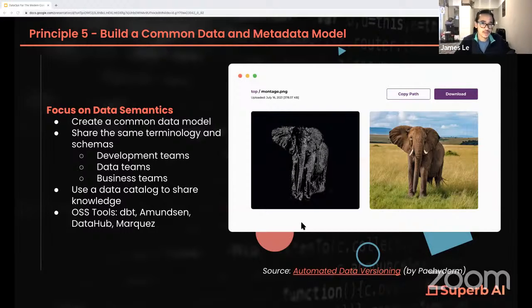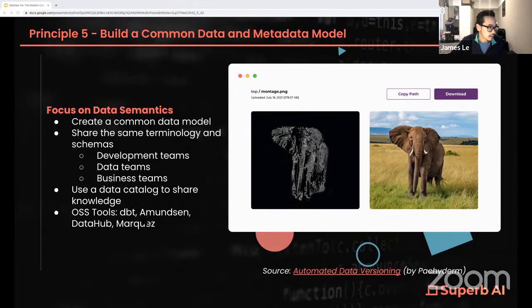The fifth principle is to build a common data and metadata model. Most organizations in the real world face a significant challenge because the data comes from different sources, and everybody looks at the system from a different angle. In practice, you want to create a common data model so that different people can identify similar terminology across different areas and across different teams, right? A more enterprise-focused approach is to invest in a data catalog to share data knowledge more broadly across the data organization.